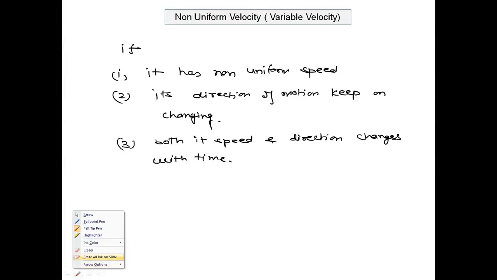Listen, children. When I say an object has non-uniform speed, speed means only magnitude. It means sometimes the speed is 20 km per hour, sometimes 30 km per hour, that is changing. So you have to say velocity is also changing, variable velocity.